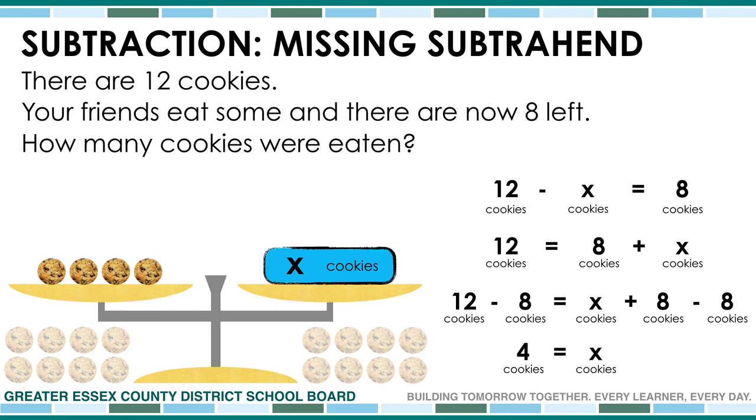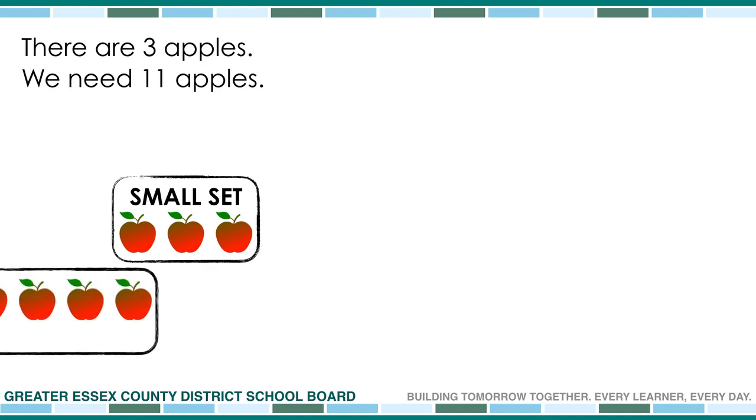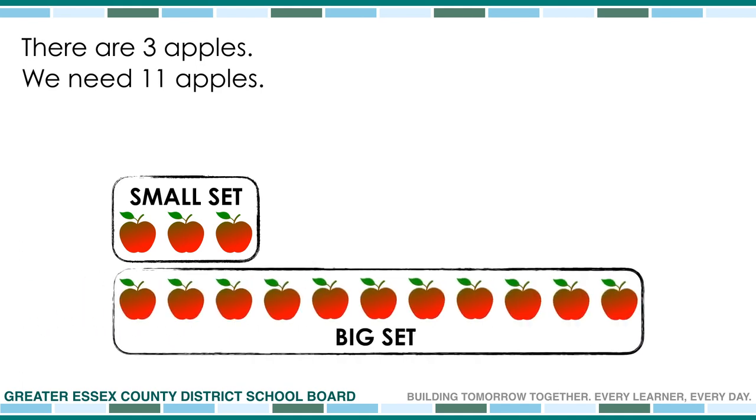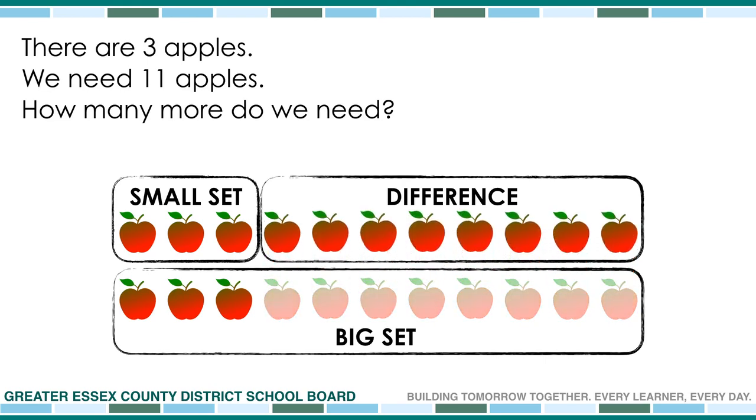Let's look at another example. Here we have a scenario with 3 apples. And we actually need 11 apples. So the question is saying, how many more apples do we need? Again, we're looking at the difference through comparison. So again, while this is a scenario that might be obvious to you or I looking at this model, it's not so obvious for students until they build the model. So we can see here that the difference is going to be 8 apples.